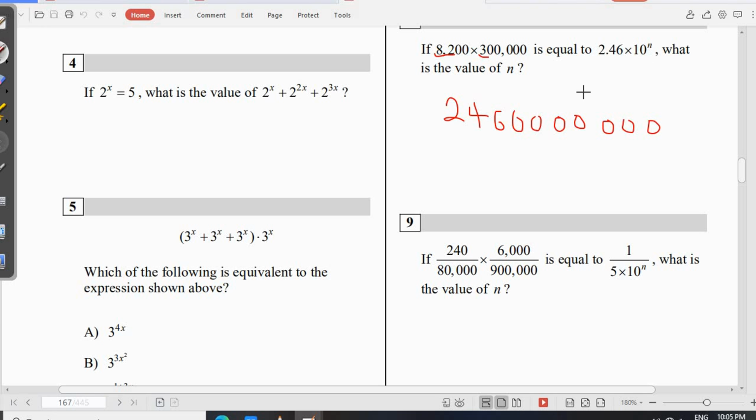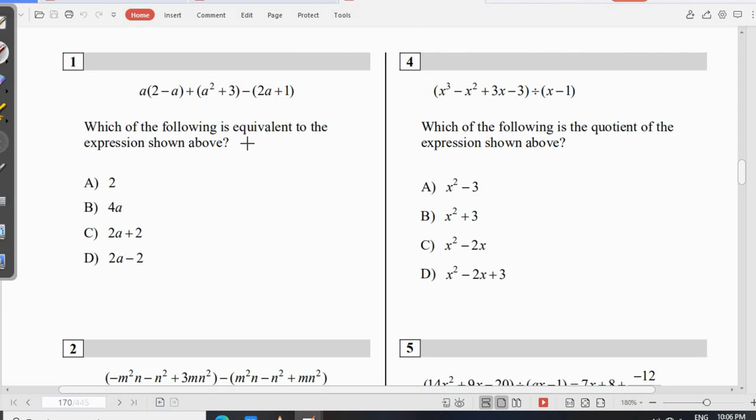So 2.46 times 10 raised to the power n. We need to make this in standard form: 1 2 3 4 5 6 7 8 9. So we have 2.46 times 10 raised to the power 9. So the value of n is 9. Let's move on to the next one.